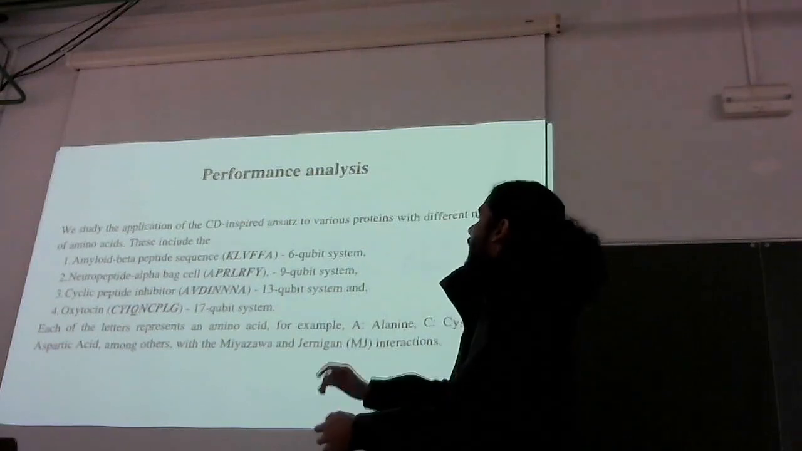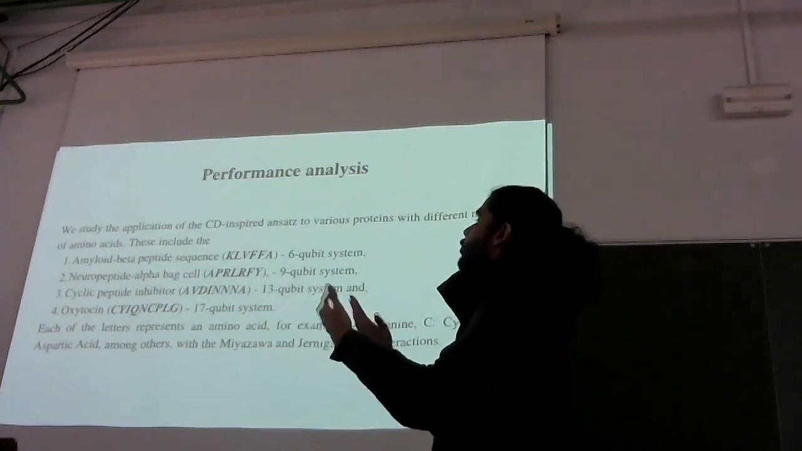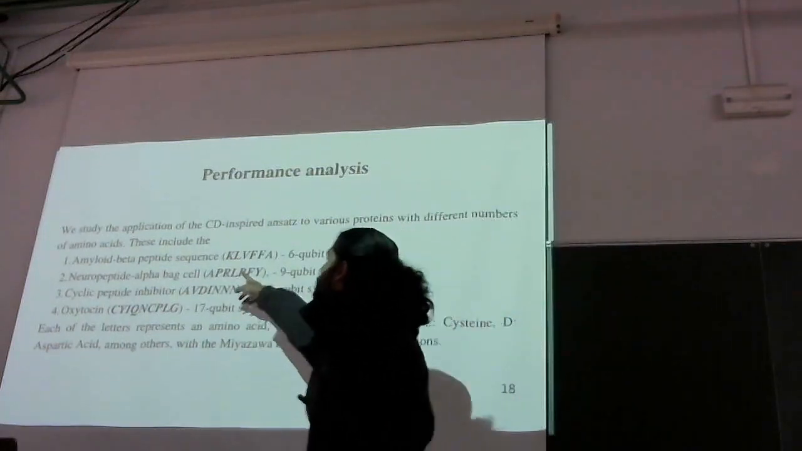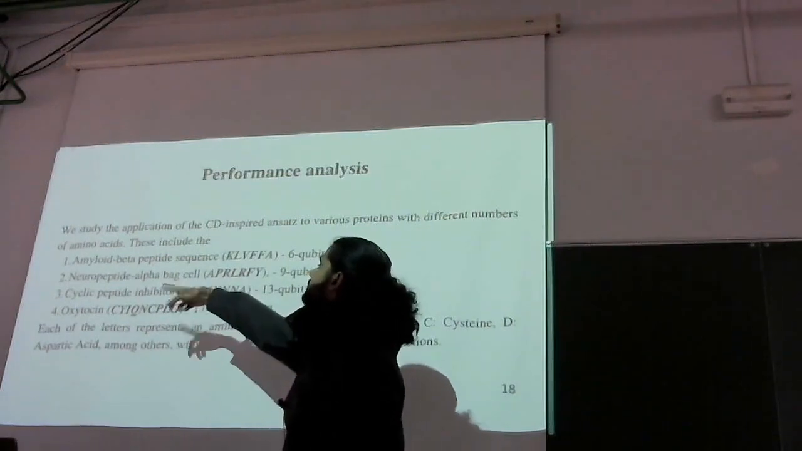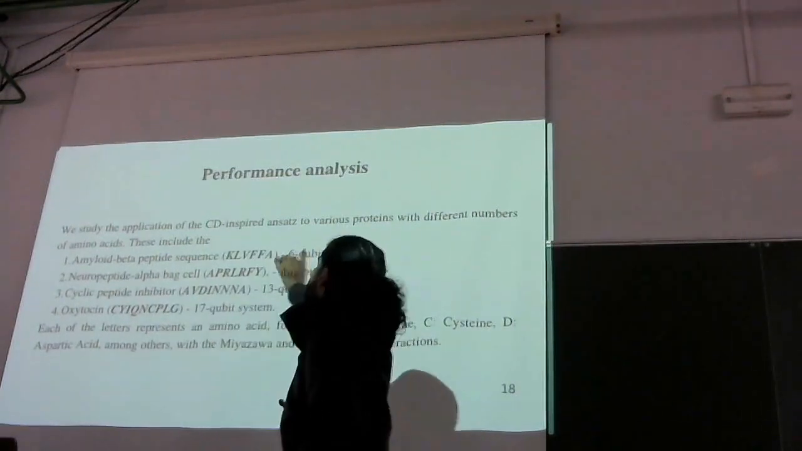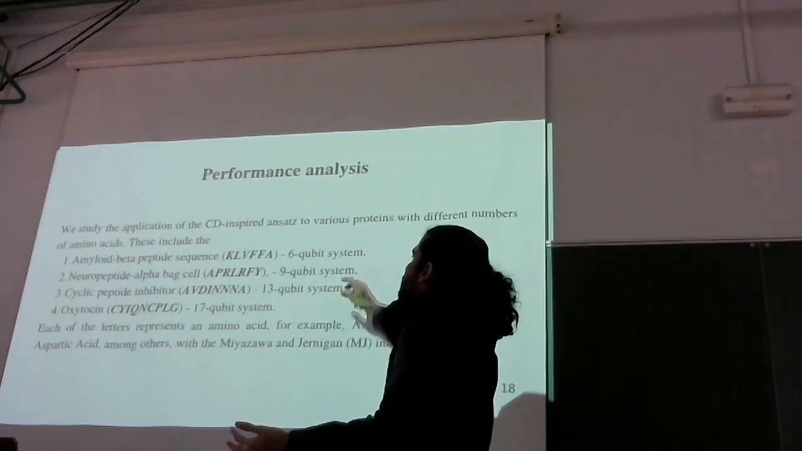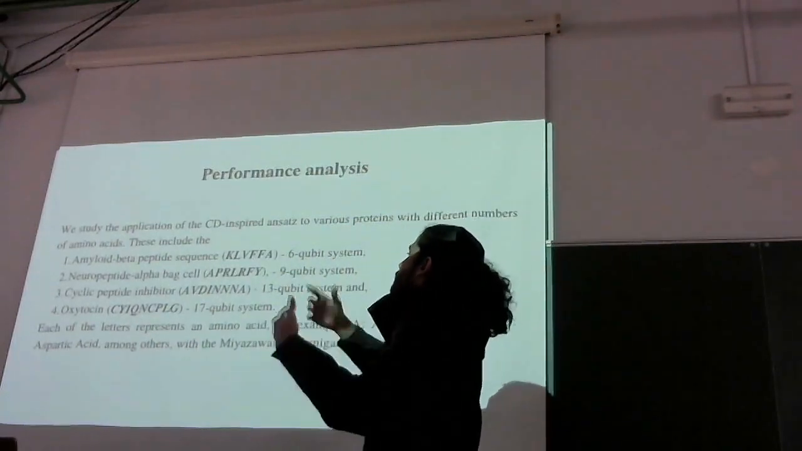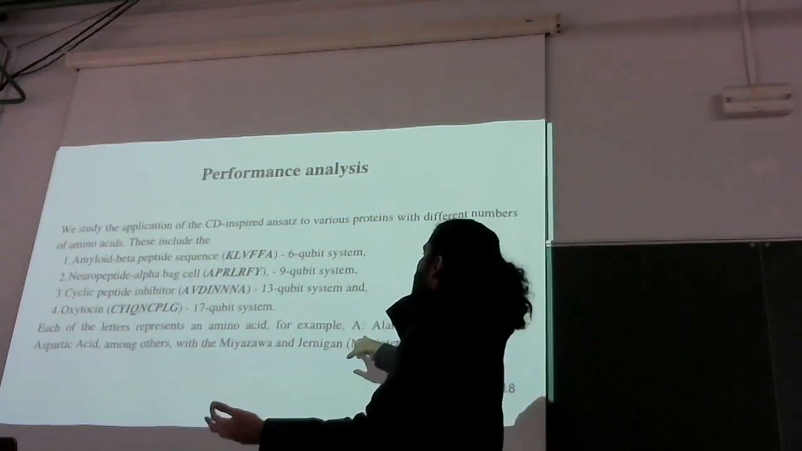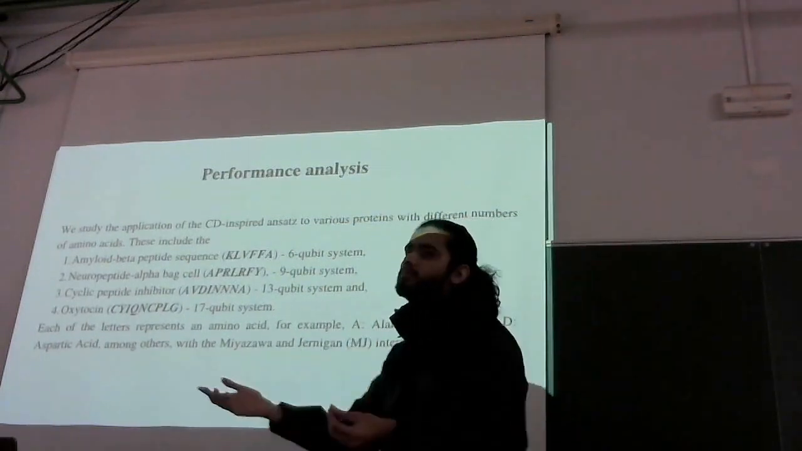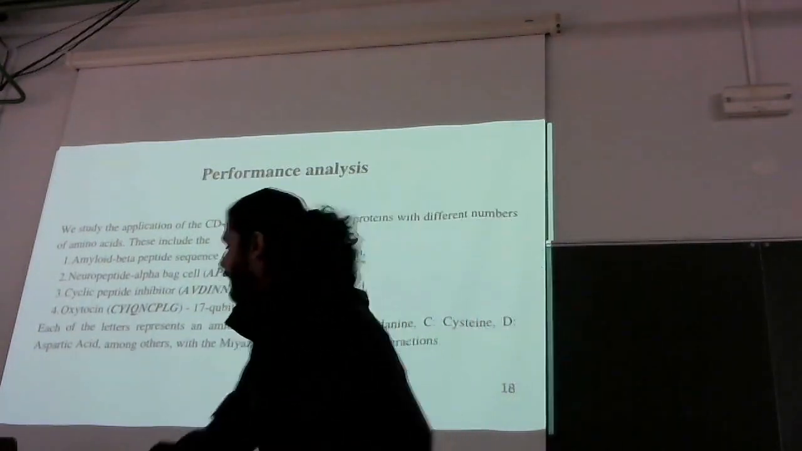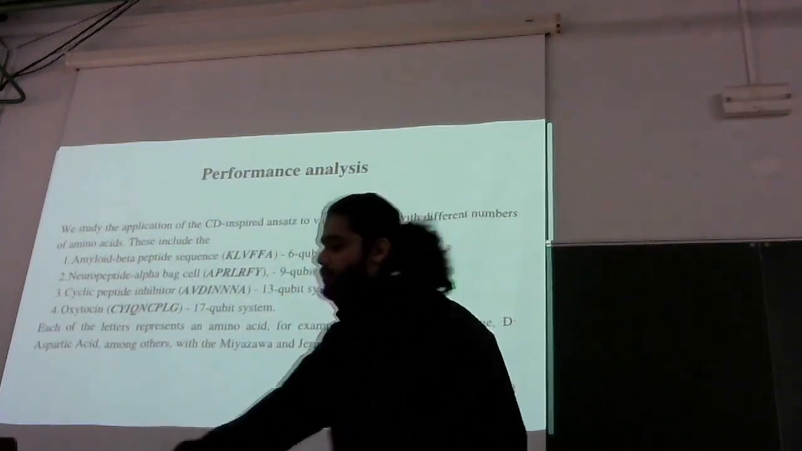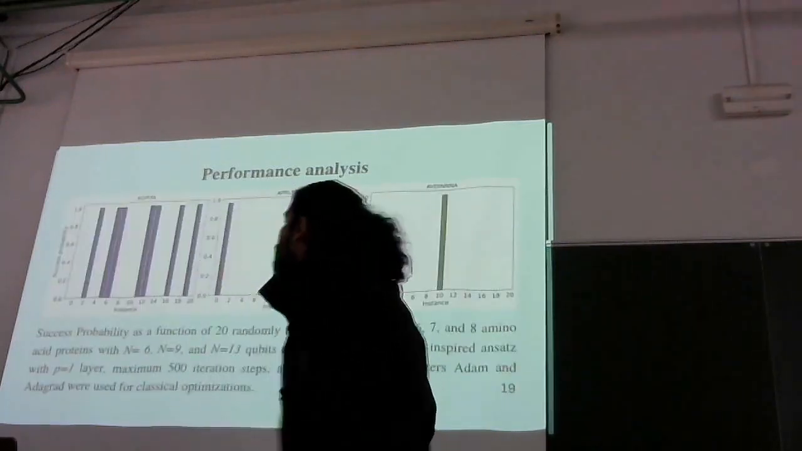Okay, so I studied 4 proteins. This is the amino acid sequence, and these are the funny names. And if you're interested in the number of qubits, it's 6, 9, 13, and 17. So these are the 4 proteins that I consider, and each letter is an amino acid, right? And you have interactions and stuff. The interactions are MG interactions.